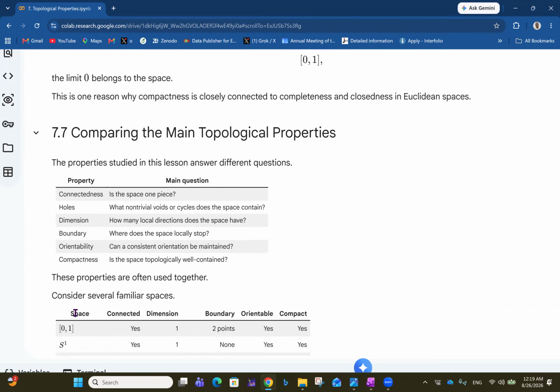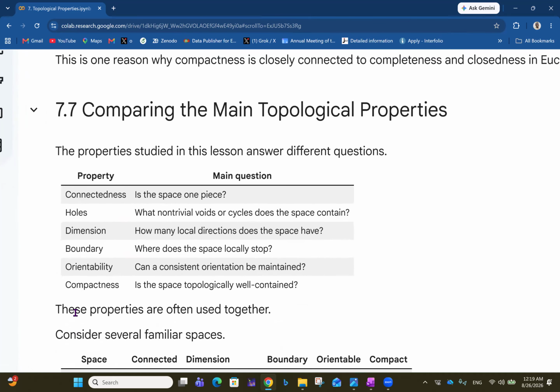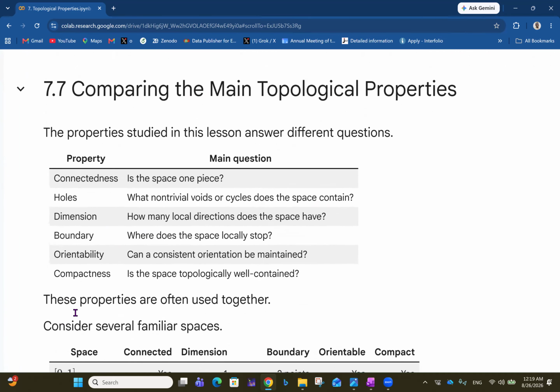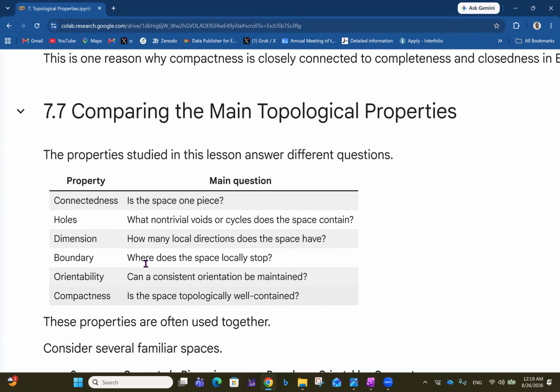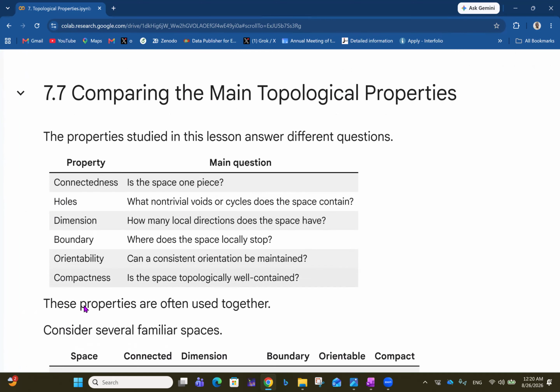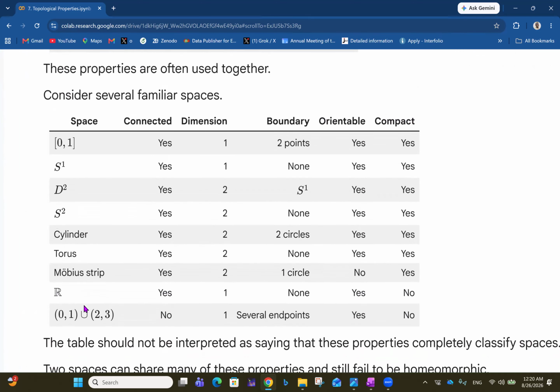So comparing the main topological properties that we've been looking at now, the properties studied in this lesson answer different questions. Connectedness answers the question, is the space one piece? Holes: what non-trivial voids or circles does the space contain? Dimension: how many local directions does the space have? Boundary: where does the space locally stop? Orientability: can a consistent orientation be maintained? Compactness: is the space topologically well contained? Then these properties are often used together.